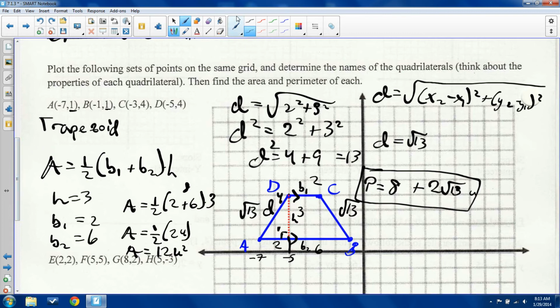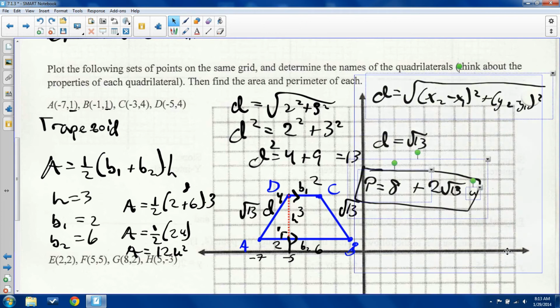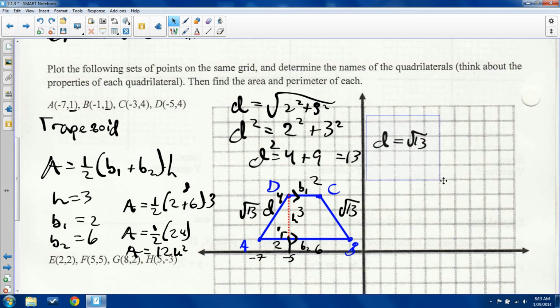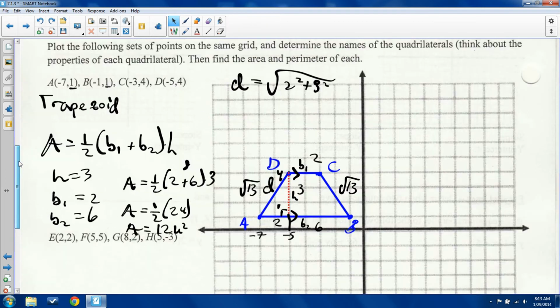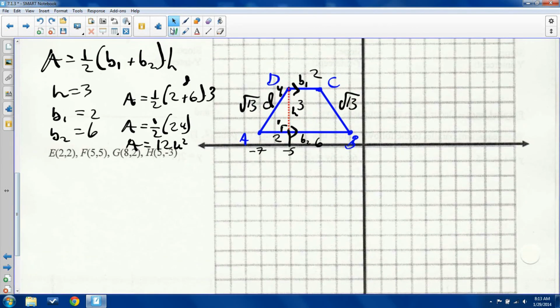Okay, I'm going to have to erase some work here because my last example cuts across this. So I'm going to do one more and then cut it out. I'll go a little more quickly with this one because you just recognize one. I'll use green. E is 2, 2. F is 5, 5. And class is starting soon, so I've got to cut this out. G is 8, 2. I think that's 8, 2. And H is 5, -3. Okay?